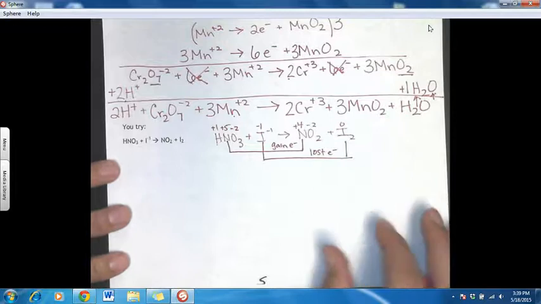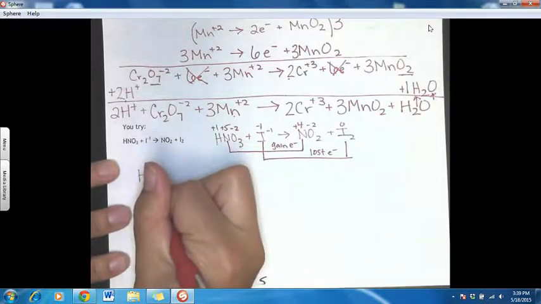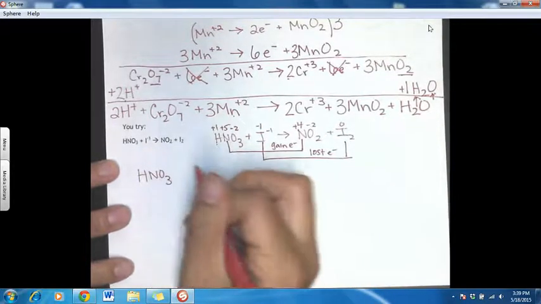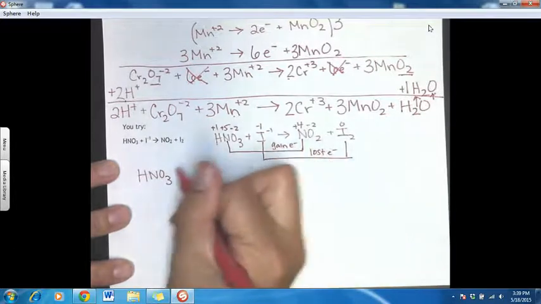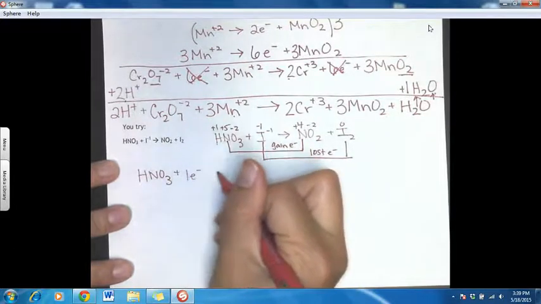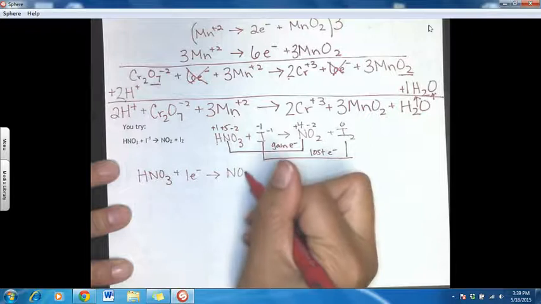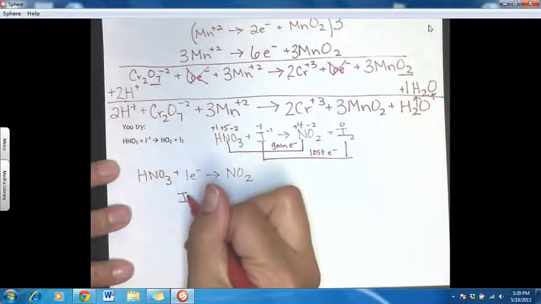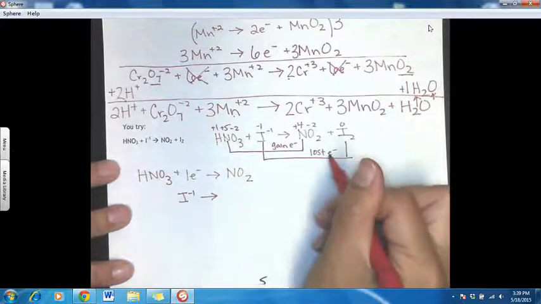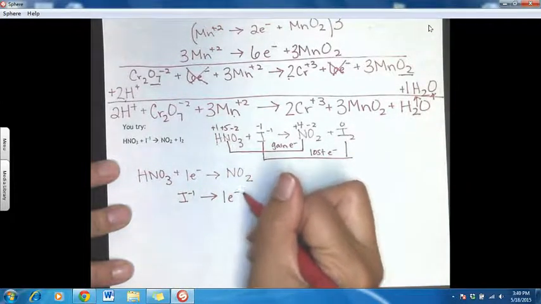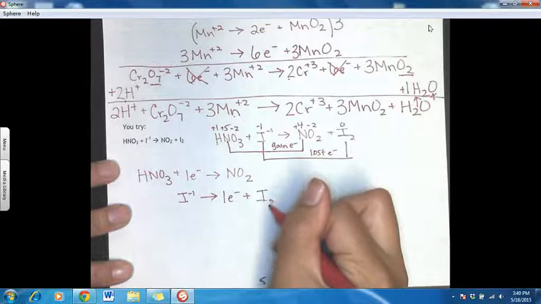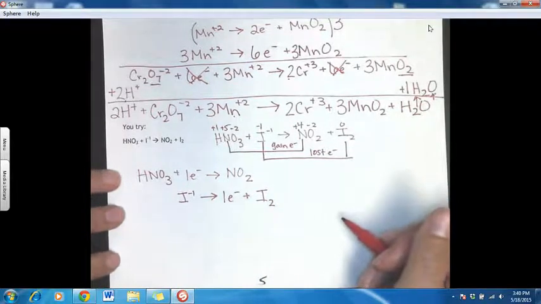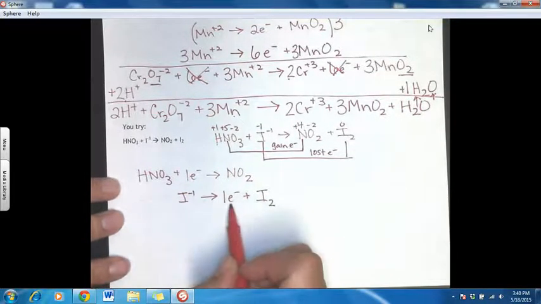So we write our half reactions. HNO3 gained 1 electron to become NO2. I-1 lost 1 electron to become I2. Okay. Notice that our electrons are already balanced.